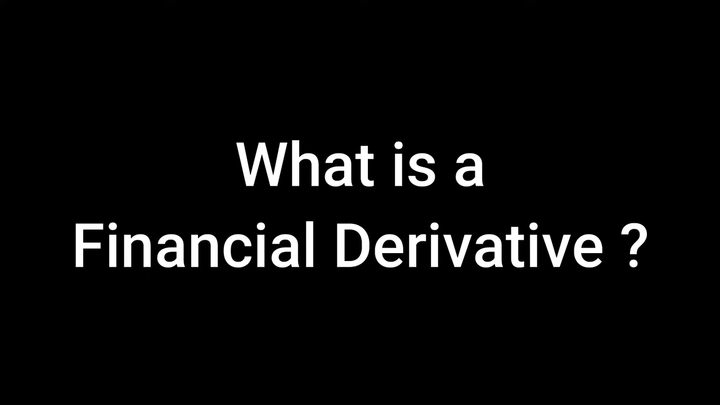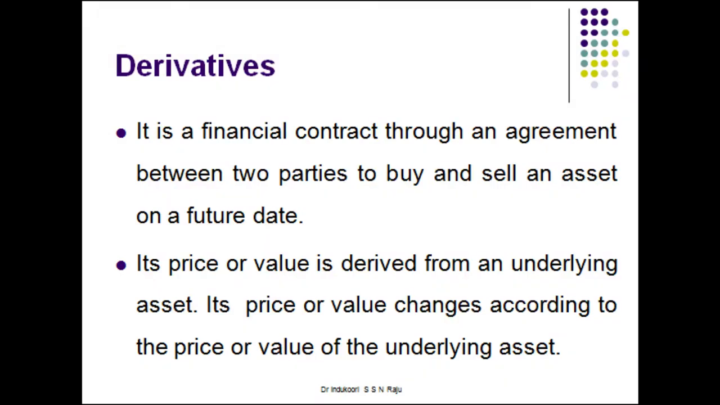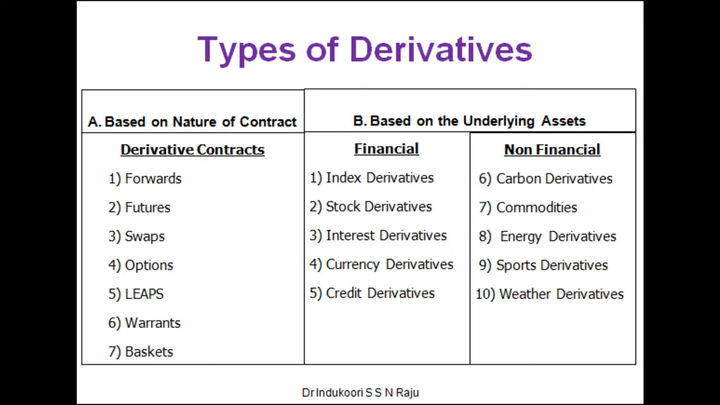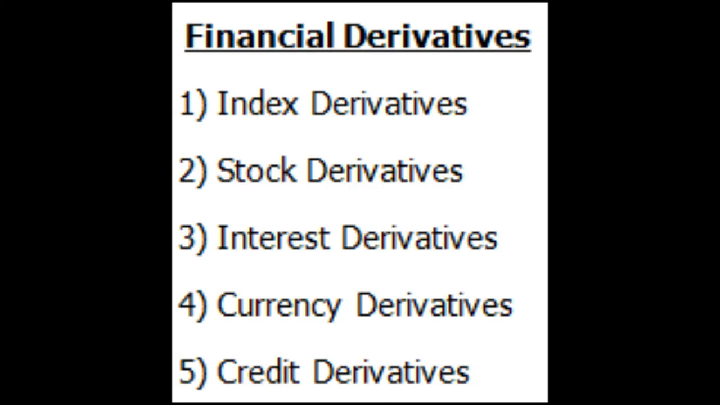We are limiting our discussions to derivatives, which are financial instruments derived from underlying financial assets. But before that, I should say that derivatives as financial instruments are not only derived from financial instruments, but they are also derived from non-financial instruments. Let us understand practically the examples of derivatives. Equity derivatives, index derivatives, debt derivatives, and so on. All these are financial derivatives.